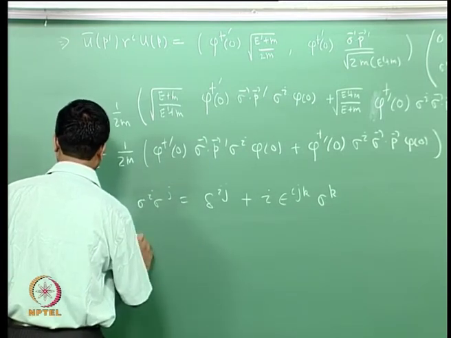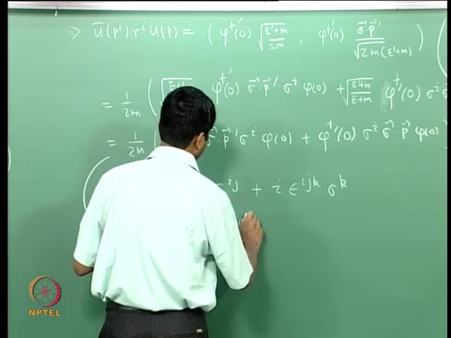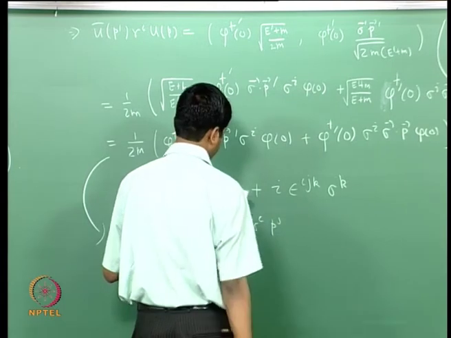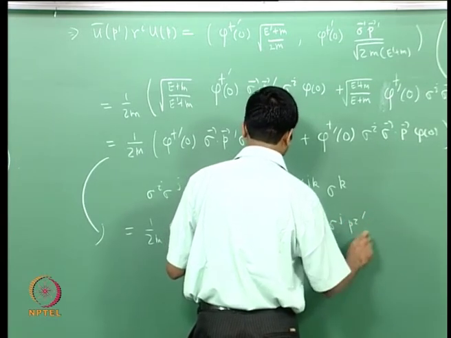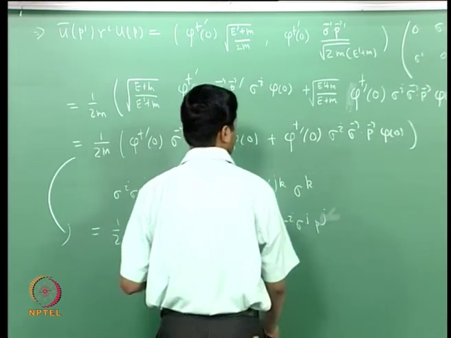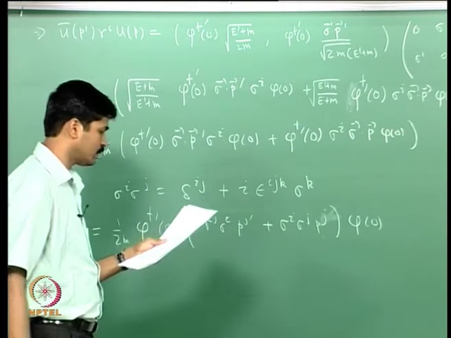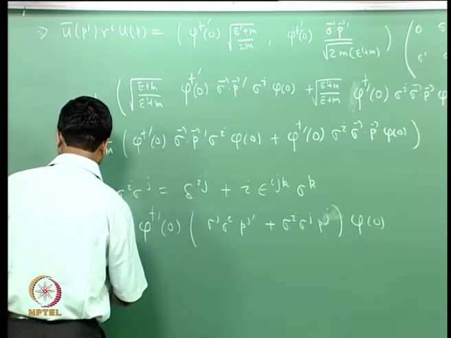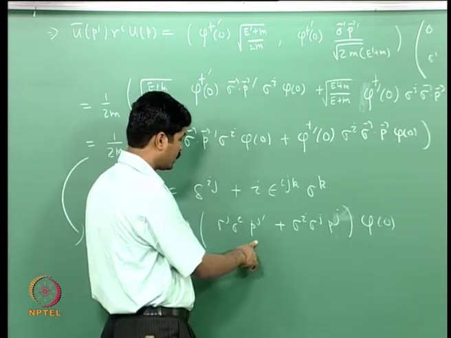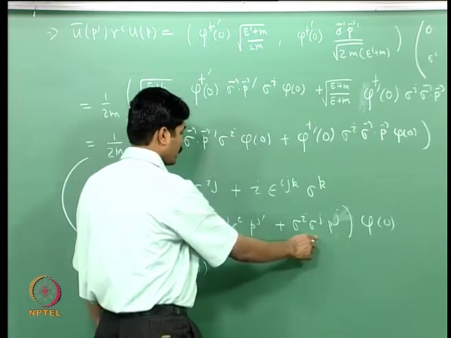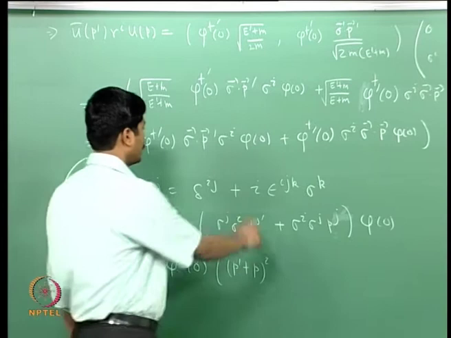what you get is this quantity, simply 1 over 2m phi dagger prime of 0, here it will be sigma_j sigma_i p_j prime plus sigma_i sigma_j p_i prime p_i p_j, sigma dot p sigma_j p_j phi of 0. Use this formula, then I will simply get 1 over 2m phi dagger prime of 0. This will give me 1 delta_ij. So, this will be p_i prime. This will also give me a p_i. So, this is the ith component of p prime plus p, and then i epsilon_ijk.